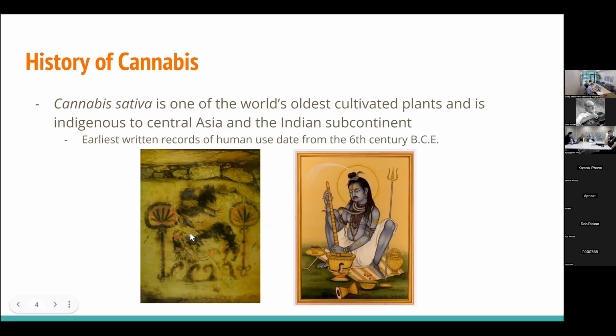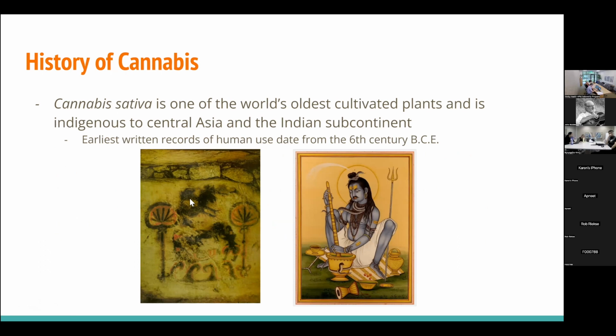All right, going into the history of cannabis, the Cannabis sativa plant is one of the world's oldest cultivated plants, and it's indigenous to Central Asia and the Indian subcontinent. The earliest written records of human use date from the 6th century BCE, or before Common Era, but there's evidence of its use in Europe and East Asia even earlier than this.